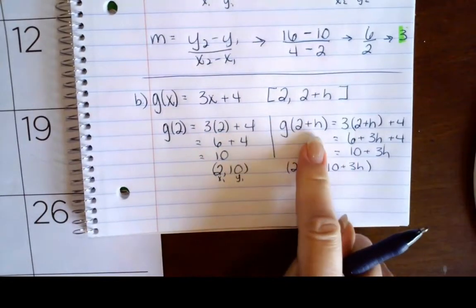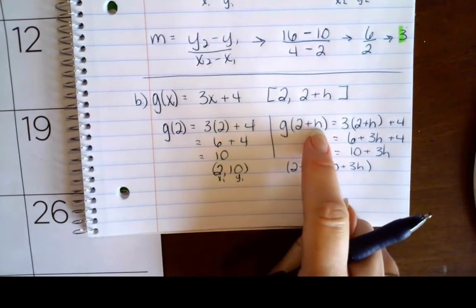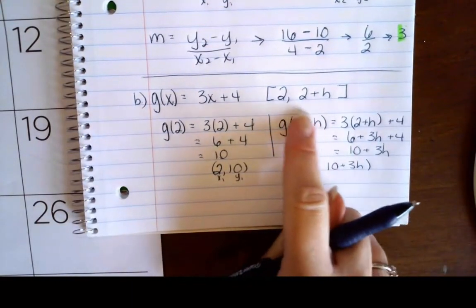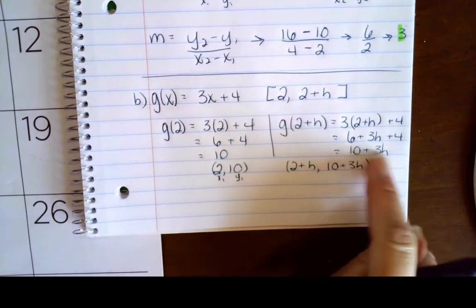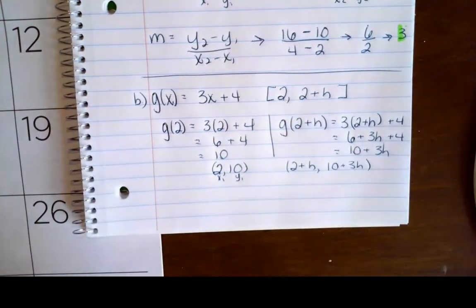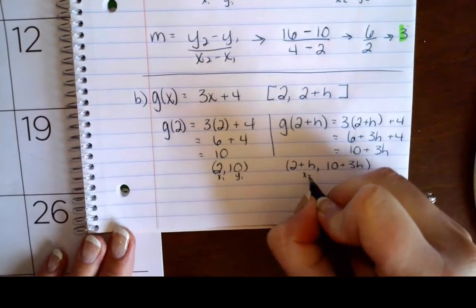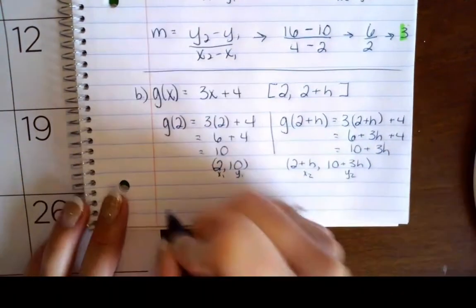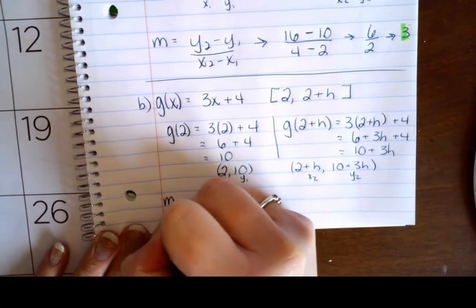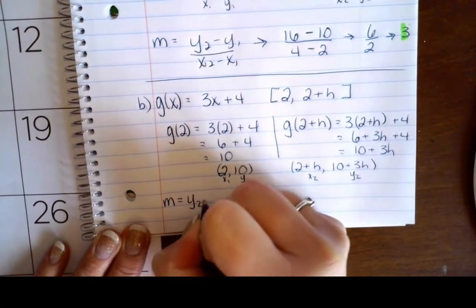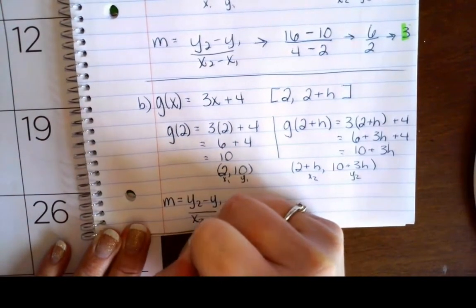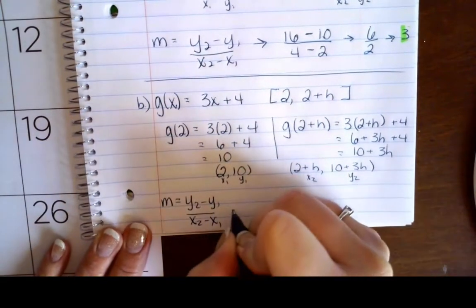So if I gave you a value for h, you would be able to figure out what this was. So if I said that h is 10, then this is going to be 12, and this is going to be 40. Okay, so we're just giving you a formula. So this is x2 and y2. So now my formula for slope is going to be y2 minus y1 over x2 minus x1.